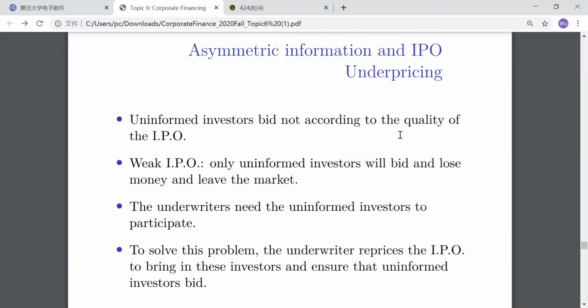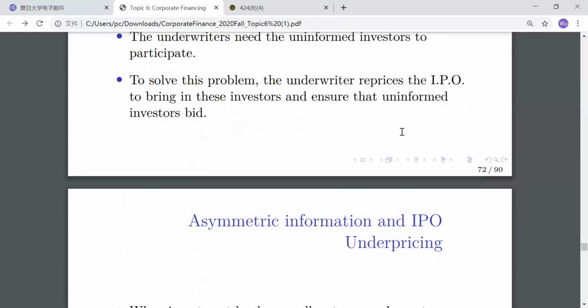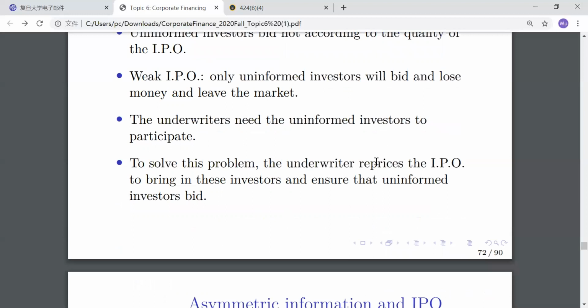So why would uninformed investors lose money? Because if you offer an offer price that is higher, right, then most likely uninformed investors, if they buy the stock, will most likely lose, right? So in that case, the underwriters need informed investors to participate, right? So that's why you need to have the retail investor win on the first day, right? So that they have an incentive to participate in this process of IPO. That's why underwriters underprice this IPO to bring in those investors and ensure that informed investors bid. Right?